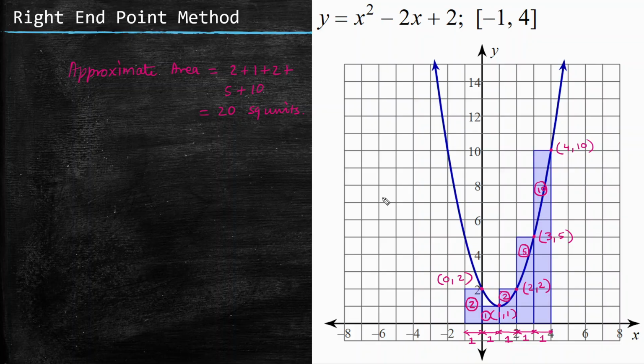And this is how you use the right endpoint method to find the area under the graph. This area is expected to be higher than the exact area.